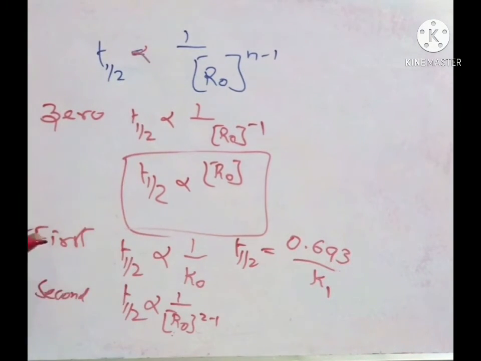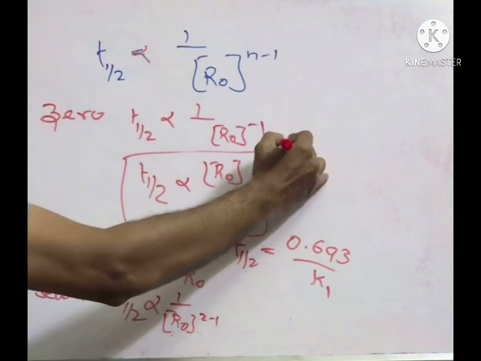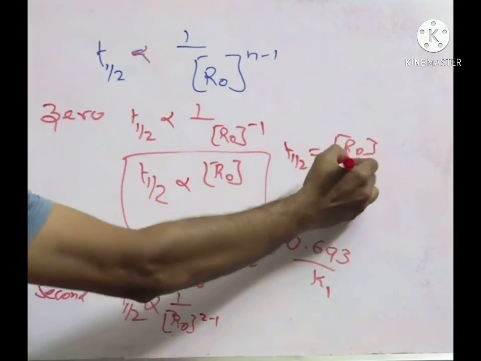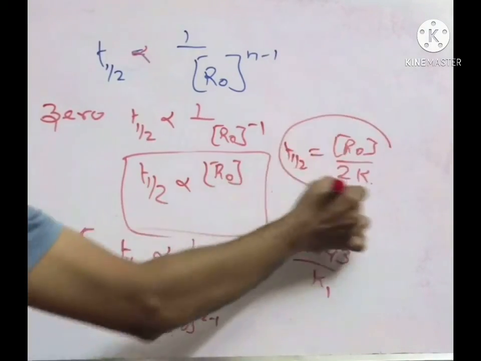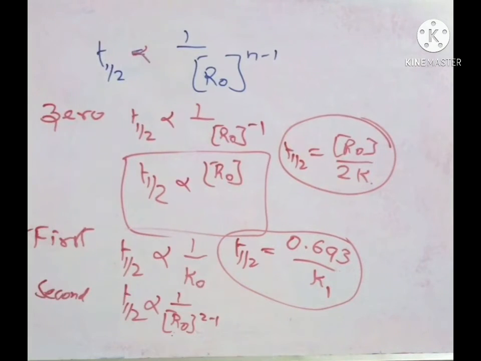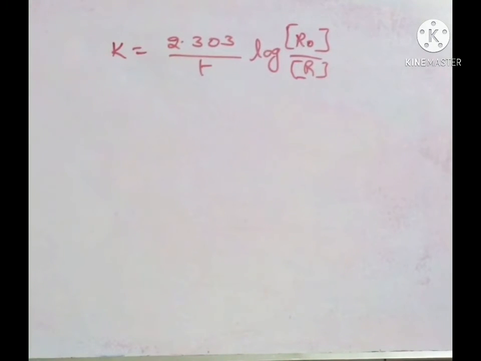Similarly, for a zero order reaction, T1/2 equals R0 by 2K, that is R0 by 2 times K. These are the two things you can remember so that you can write them easily. This is how the rate of a reaction and its half-life are related.